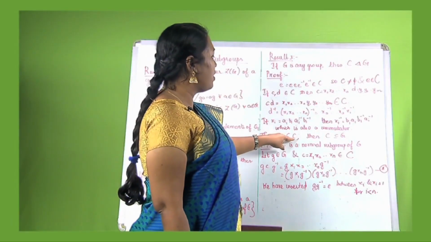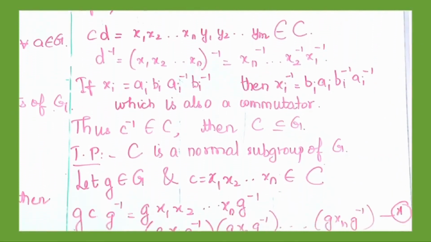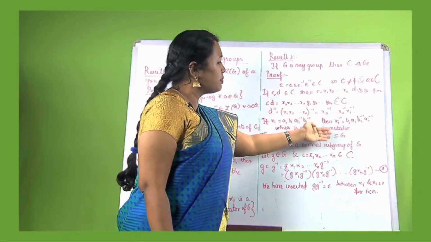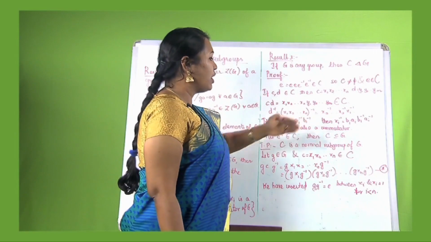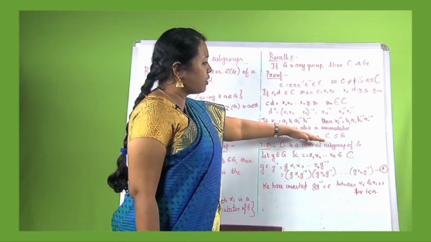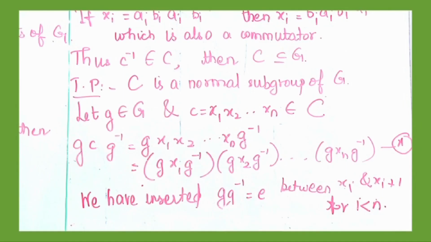Then c inverse belongs to C, and C is a subset of G. When we prove this theorem, we are first proving that C is a subgroup of G, and then we are going to prove that C is a normal subgroup of G. Now we have completed one part of the proof, where we have shown that C is a subgroup of G.